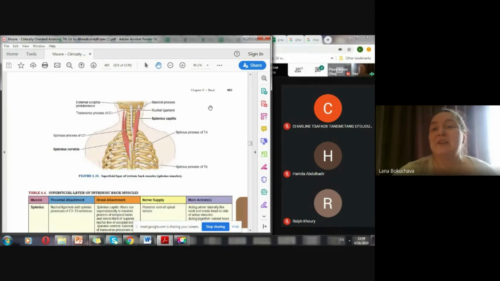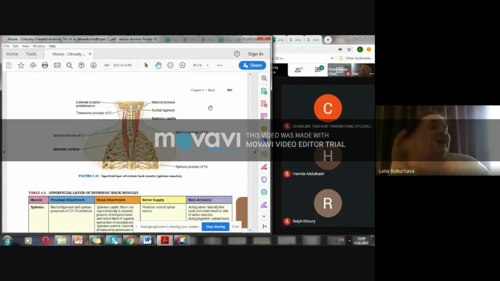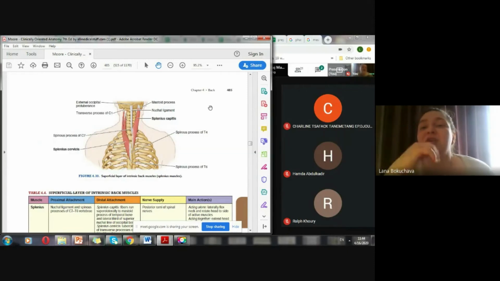So as a result, you can see that this type of muscle simply gives us two things. If it's acting together or bilaterally, then I have the extension of the head and the neck. But if it is moving unilaterally, so it only contracts on one side, so we will have the lateral flexion. I agree with you. You see the idea?